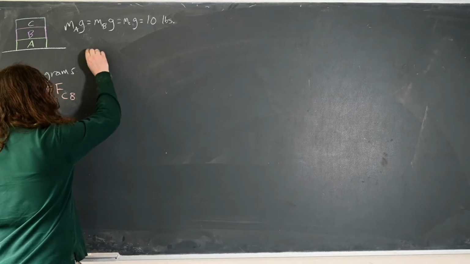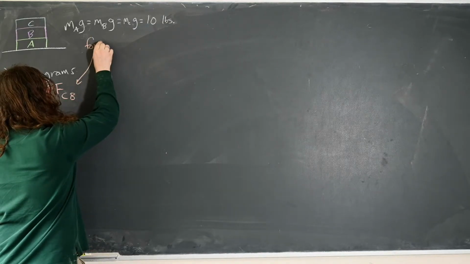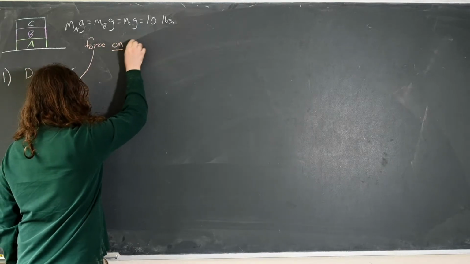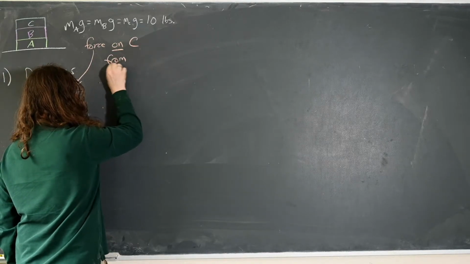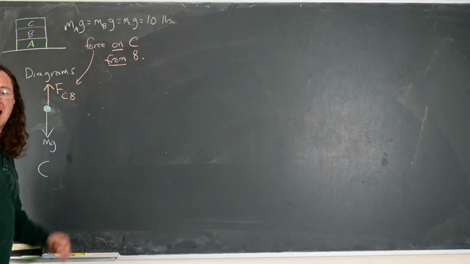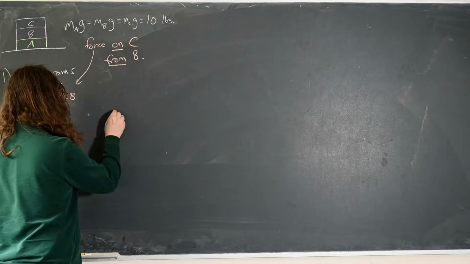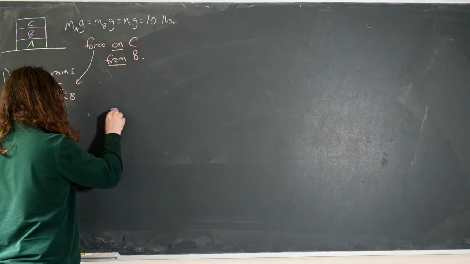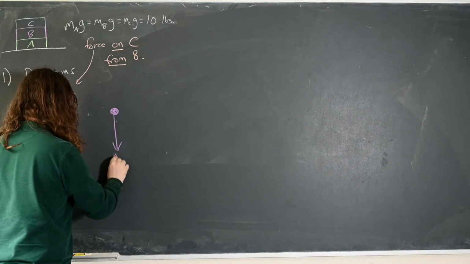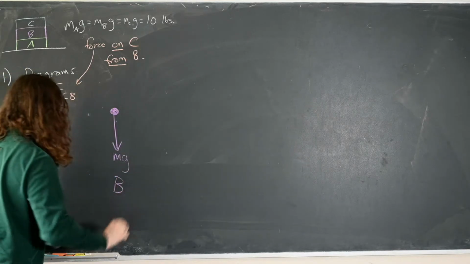So I'll make a little label here. When I write this, I mean the force on C from B. Any notation is fine as long as it's clear to you. So that's what's going on for book C. Now book B, it also has its own weight going down, but it's touching two other things. Book A pushes up on it and book C pushes down on it.